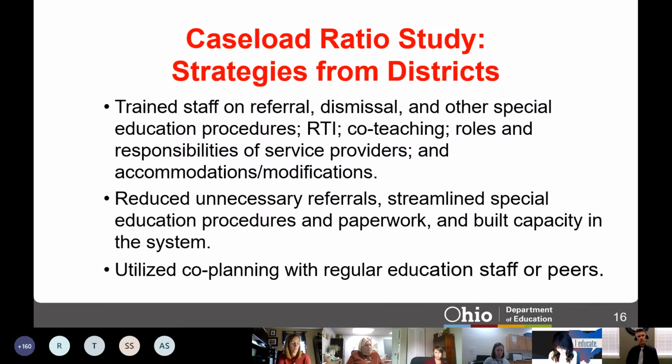We also train staff members on dismissal. What is the dismissal rule? When is it time to dismiss a child from special education and maybe move them to a different level of support within the school? Some of the districts were talking about how some students never seem to get off caseload, even though they no longer seem to be eligible. And then any other kind of special ed procedures. So they looked at professional development to try to alleviate some workload issues: inappropriate kids on caseload, students not being appropriately referred, paperwork bottlenecks, things of that nature.